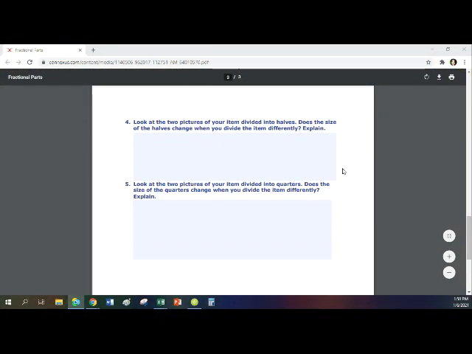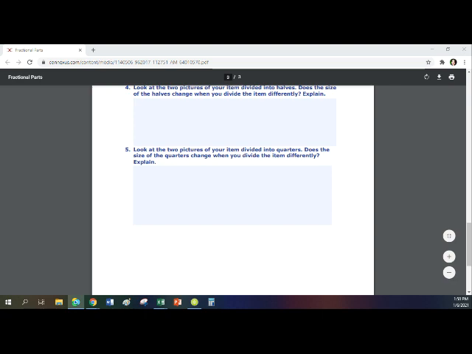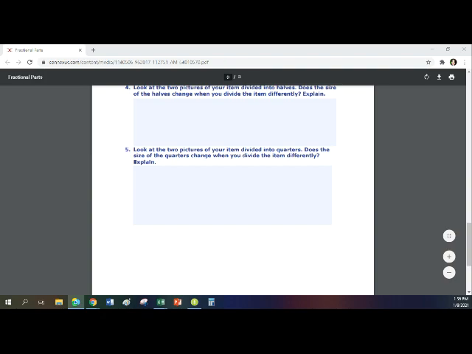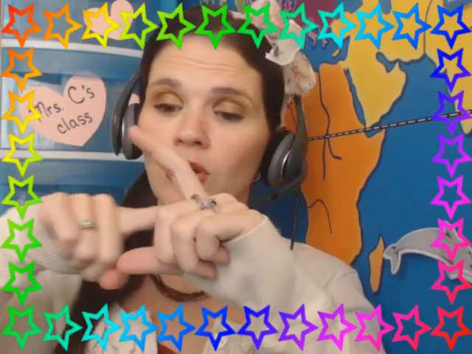Let's go back to our worksheet and go ahead and scroll down to that last page. Question number 4 says, look at the two pictures of your item divided into halves. Does the size of the halves change when you divide the item differently? Explain. So think about your whole cookie. Your whole cookie starts out in a circle. I can cut that circle in half up and down or half across. Do those halves change size? They might change shape a little bit, but are they still going to equal that one whole cookie? I think so. So think about that and then answer number 4 as best you can in a nice complete sentence.